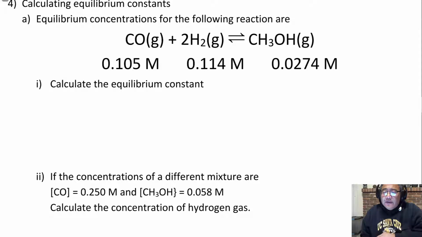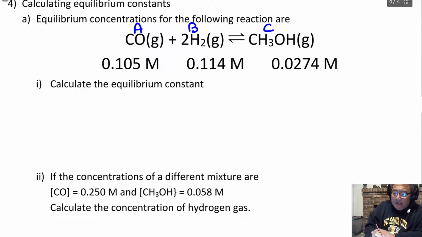So the first thing I want to do is go over some calculations with how you calculate equilibrium constants. You have to be given the concentrations in molarity, and then you also have to write out the equilibrium constant expression. So for this reaction, it's carbon monoxide plus 2 hydrogens makes methanol. I'm going to call this A, I'm going to call this B, and I'm going to call that C.